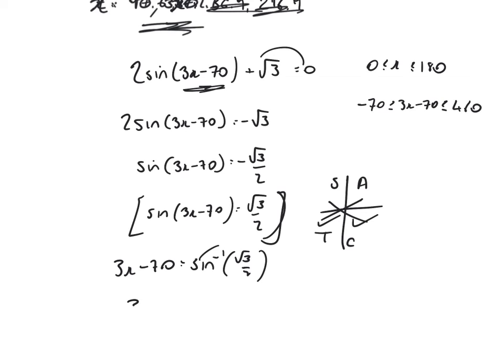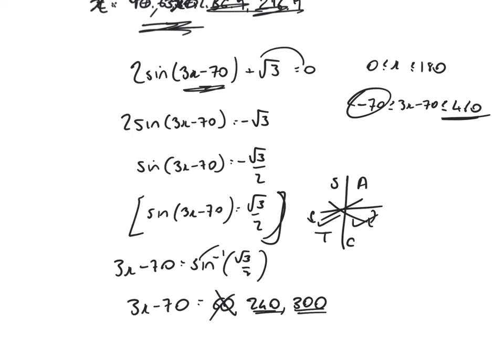That's an exact value, which is 60 degrees. However, I'm not in the all quadrant, but I'm in the tan quadrant, which is 180 plus the angle, 240, and in the cosine quadrant, which is 360 take away the angle, which is 300. Okay, so if I was to add 360 onto either of these, that would take me over 460. However, if I take away 360 from 300, I'll have minus 60, which is within range, so I'll include that as well.